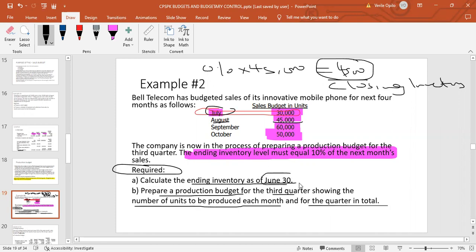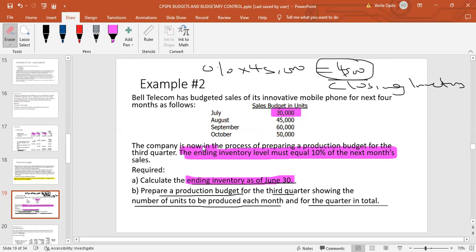For June 30th, we've not been given details about June. We've been given details from July, but we can estimate the closing inventory for June by looking at the details you've been given regarding the ending inventory. Ending inventory is the same as closing inventory. The expectation is that every single month when you close, the closing inventory, or the ending inventory, must be 10% of the next month's sales.